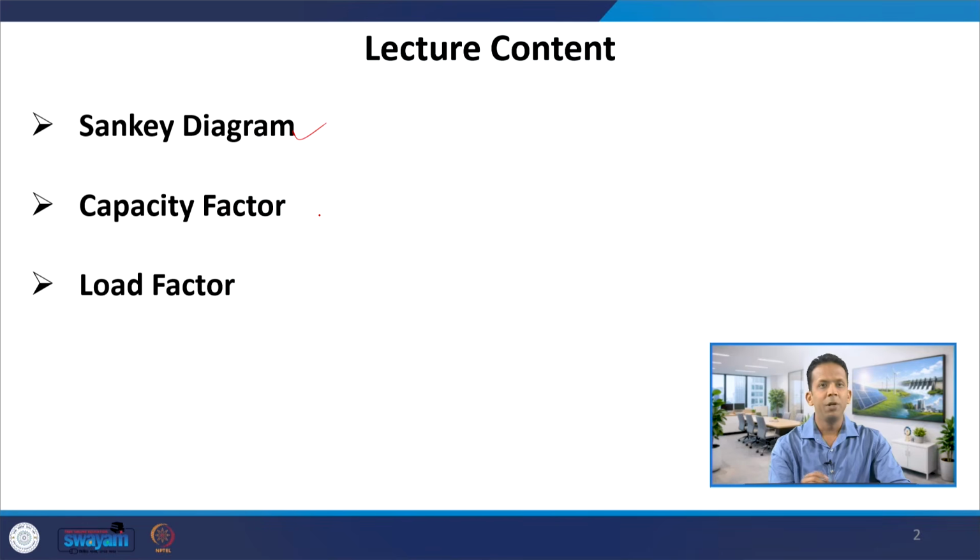So in today's lecture, we will study what a Sankey diagram is, how to draw it, and how it can be used in the energy sector. This is followed by two very important concepts in the power sector: one is capacity factor and the other is load factor. Both are associated with power plants which run on different fuels, and load factor is mainly on a utilization basis. We will see what the difference is and how both of them help either electricity producers or consumers to manage their supply and demand respectively.